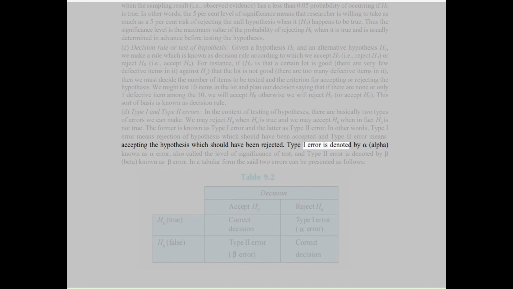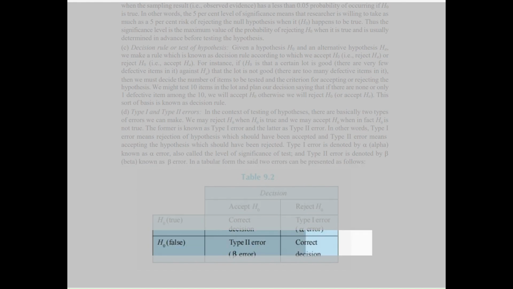Type I error is denoted by alpha, known as α error, also called the level of significance of test, and Type II error is denoted by beta, known as β error. In a tabular form, the said two errors can be presented as follows. Pause the video to look at the table.